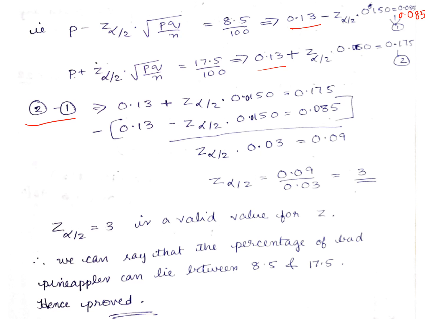As per our standard normal table, z can take values from minus 3.9 to plus 3.9. Z equal to 3 is a valid value. Z alpha by 2 is equal to 3 is a valid value in the standard normal table. Therefore, we can say that the percentage of bad pineapples can lie between 8.5 and 17.5. If we obtain a value which is greater than 3.9, then we can say that this is not possible.